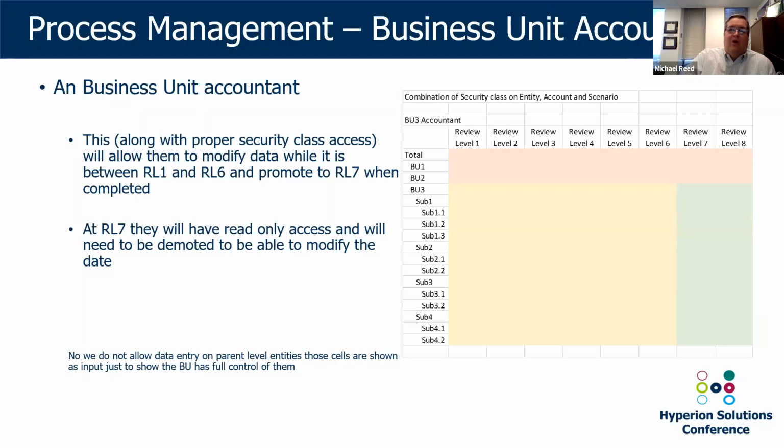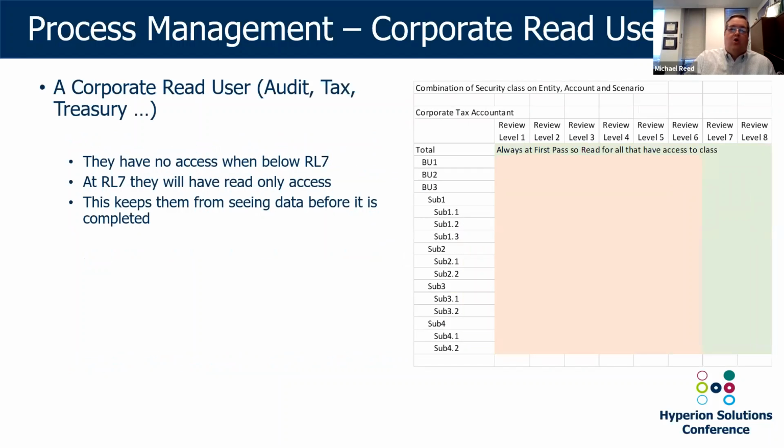This was all great when we designed it. At this point, corporate has no access to any data before it's at review level 7. Once it's at review level 7, they now have access to it. This keeps us from having the corporate people call the business unit people and asking questions before data is done.